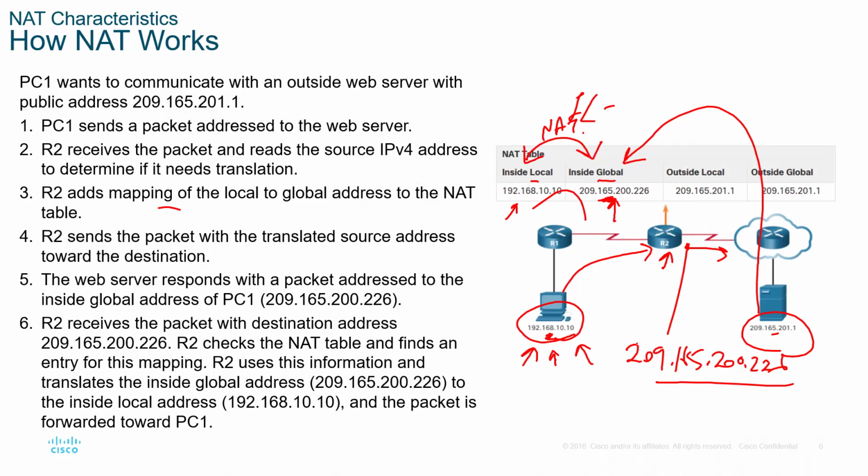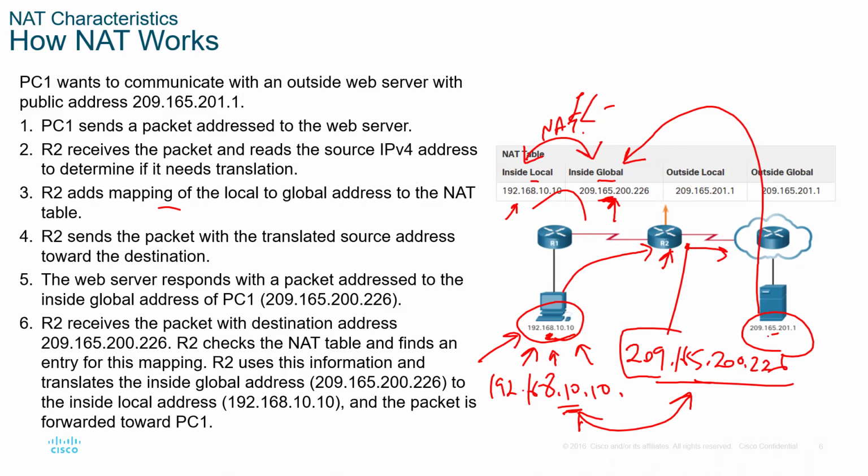inside global address. When our packet leaves this PC, its source address is 192.168.10.10. That same packet, when it leaves this router, this will be the source. So NAT is basically the translation between this private IP address and this public IP address. When the web server responds with the packet addressed to the inside global, R2 receives the packet with that destination address. It checks the NAT table, finds the mapping, and then translates back.